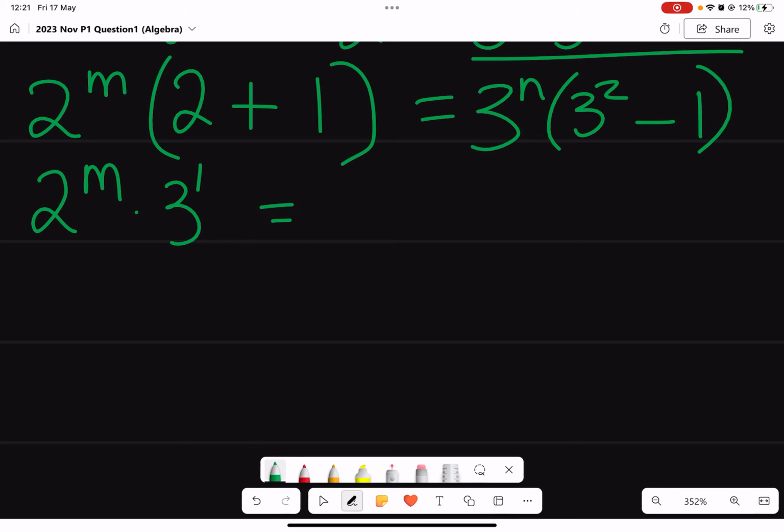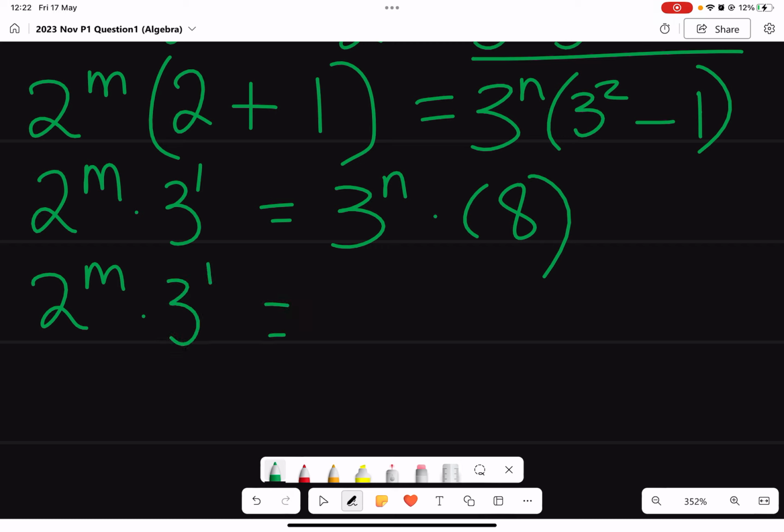is equal to 3 to the power n dot, and 3 squared minus 1 is 8, right? Because it's 9 minus 1. So you have 2 to the power m dot 3 to the power 1 equals 3 to the power n dot 2 to the power 3. Remember, if you're not sure how to convert, make sure that your calculator is on, and then you press 8 equals, you go to shift, and then you press fact, which is where you have like 3 semicolons. Then that answer gives you 2 to the power 3. And now we are done, ladies and gentlemen.